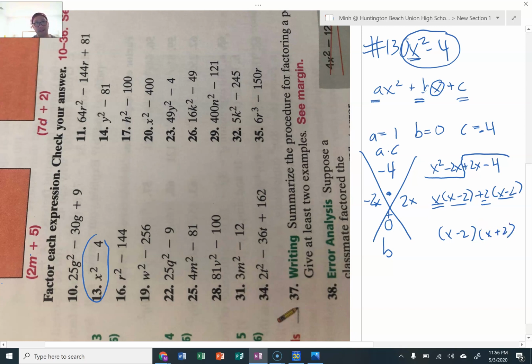So same process. Now just b is equal to 0 if you don't have that middle term. Okay. So again, first determine if there's a GCF, and then see if you can factor using the trinomial method. And if you have two terms, double check to see if you can use difference of squares. Alright.